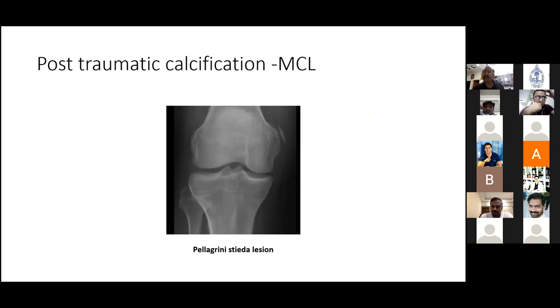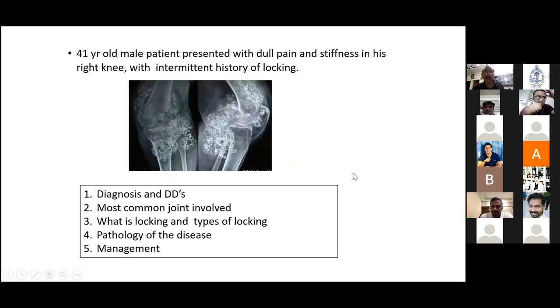There's some X-rays. This is one of the favorite questions of my professor. We'll not go through all these cases.